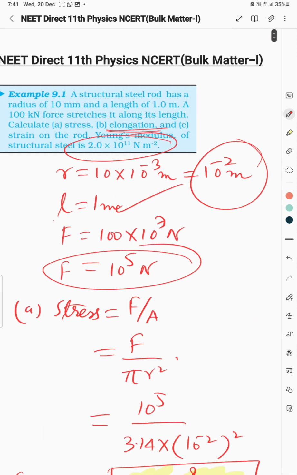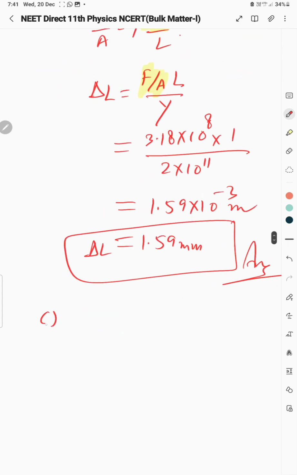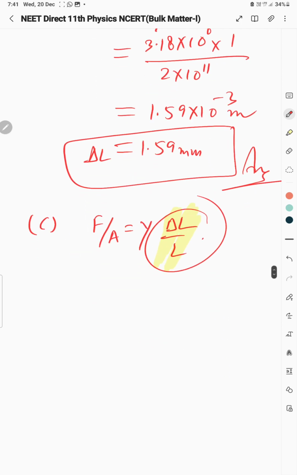Now there is a third part also to this problem. You are asked to calculate the strain on the rod. That's part C. See, this is F by A and this is delta L by L. Strain simply means this part. So you are supposed to find delta L by L. I think that's quite easy now.